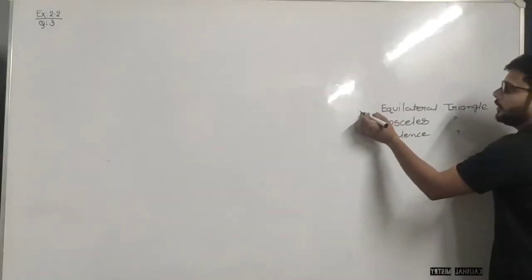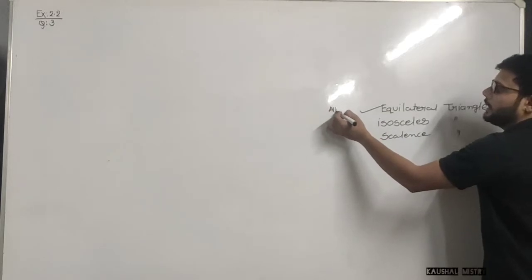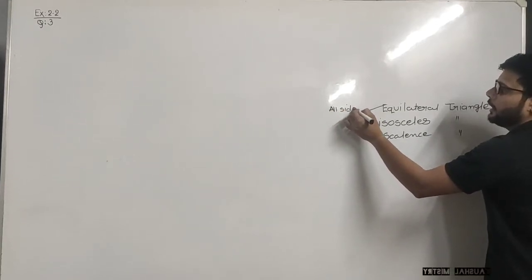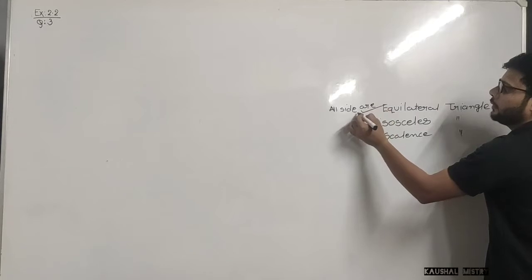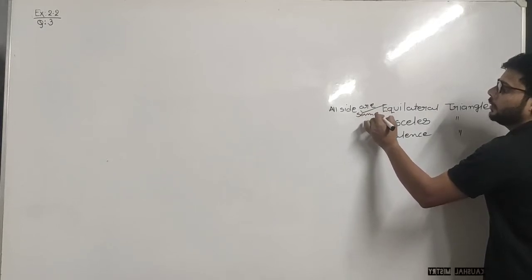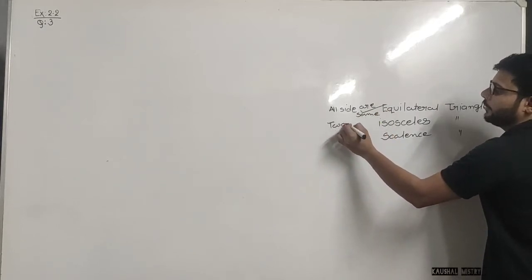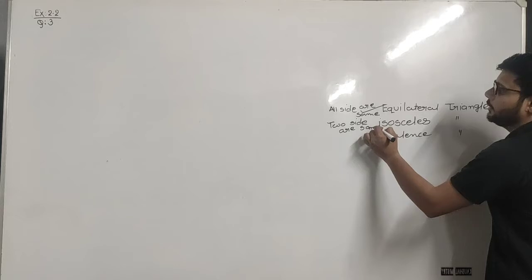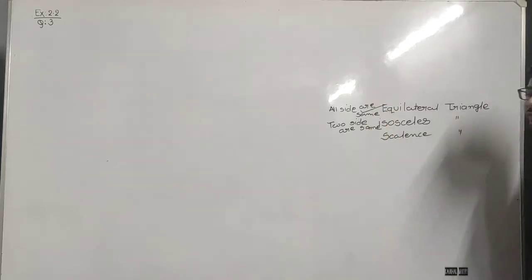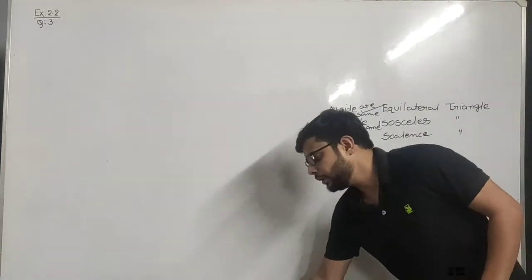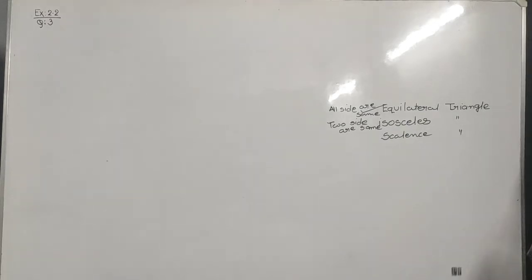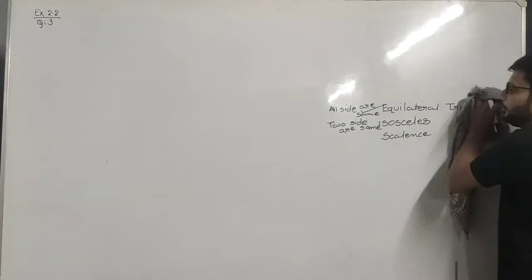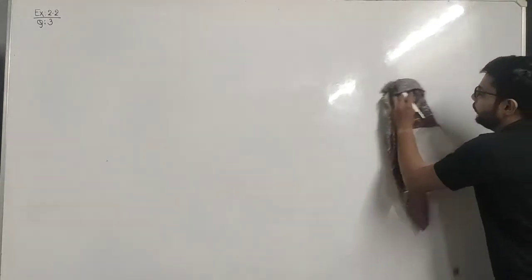In an equilateral triangle, all sides are the same, right? Here, two sides are the same. How many sides are the same? Two sides are the same. And in a scalene triangle, all sides are different, right? That means all sides are not the same. Now we are going to discuss the sum where an isosceles triangle is there.